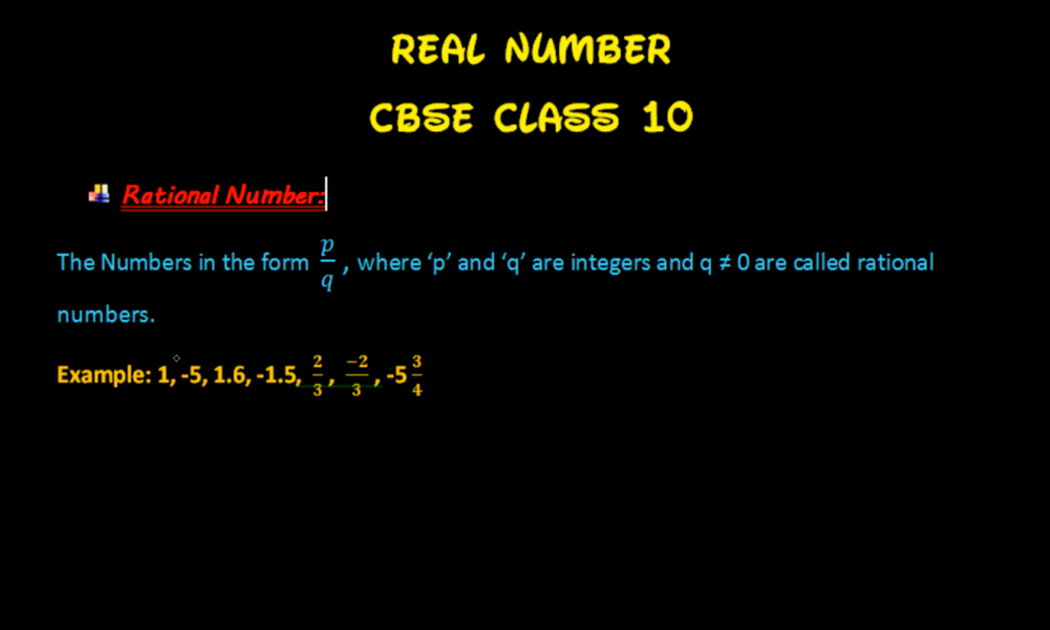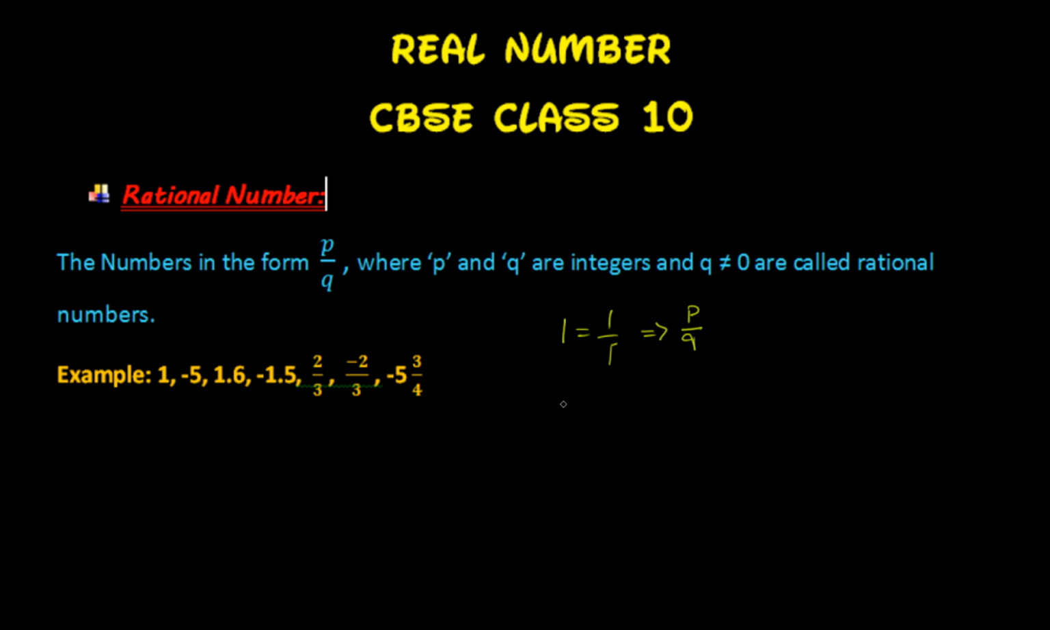Even this 1, maybe you are a little confused how this can be written as p by q. The 1 actually can be written as 1 by 1, right? So it's in p by q form, so that's why it's a rational number.